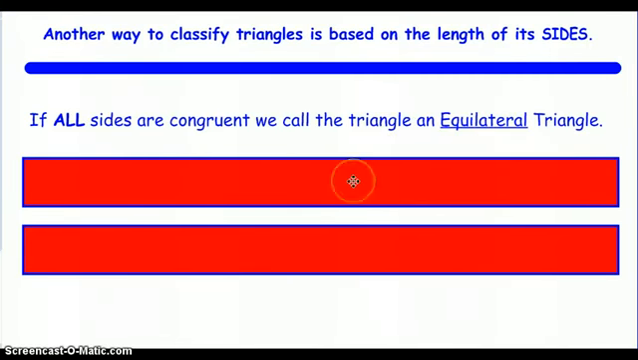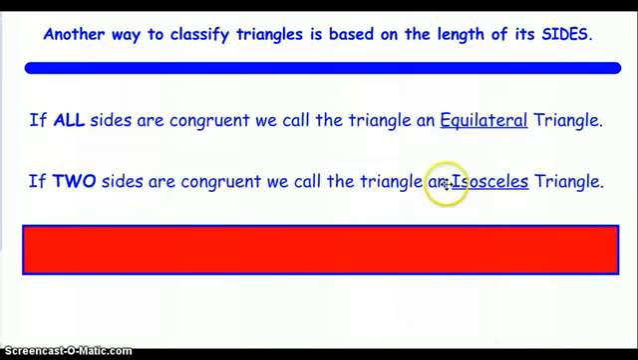But if only two sides are the same, then we call it an isosceles triangle. So if two sides are congruent, it's an isosceles triangle. I remember that because the two S's here, SOS, I think of that as this side and this side are the same, and this one in between is not the same. That's how I remember it, that SOS part. Side, side, and then the one in the middle is not the same length.